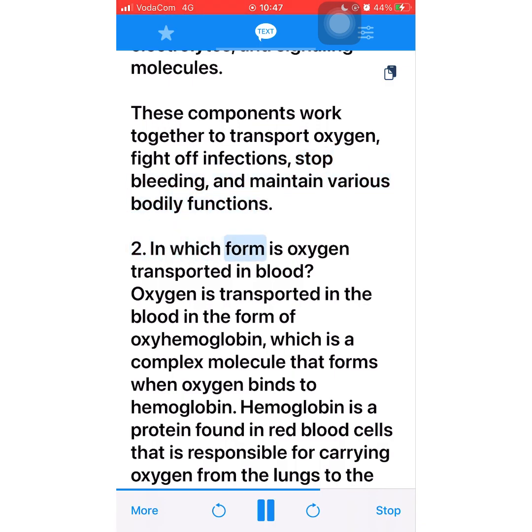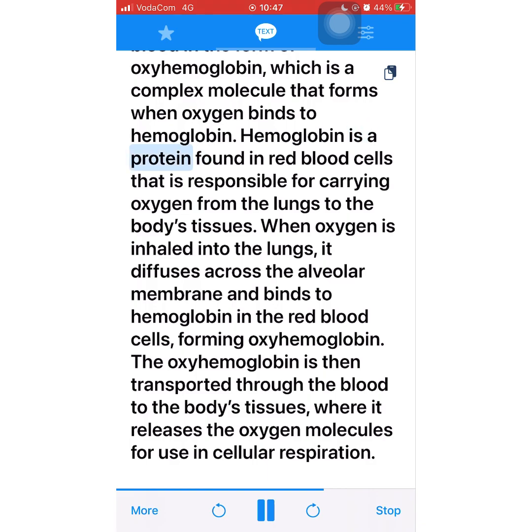2. In which form is oxygen transported in blood? Oxygen is transported in the blood in the form of oxyhemoglobin, which is a complex molecule that forms when oxygen binds to hemoglobin. Hemoglobin is a protein found in red blood cells that is responsible for carrying oxygen from the lungs to the body's tissues.